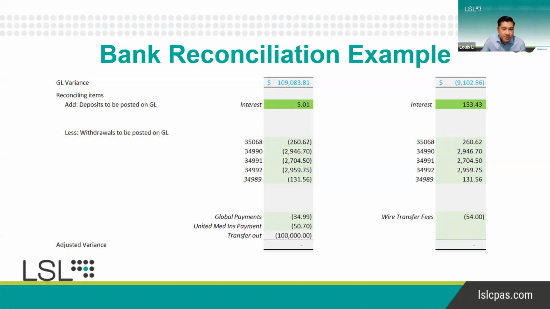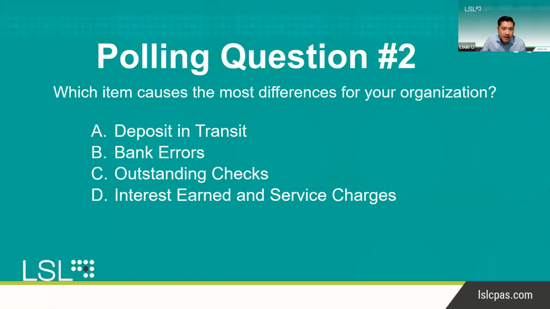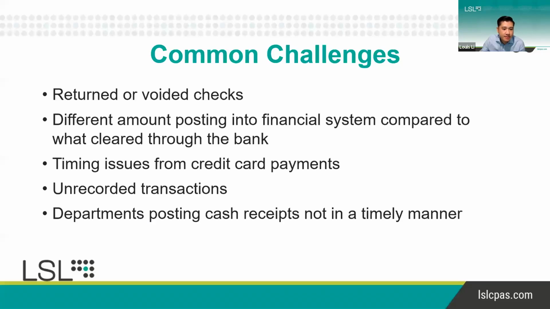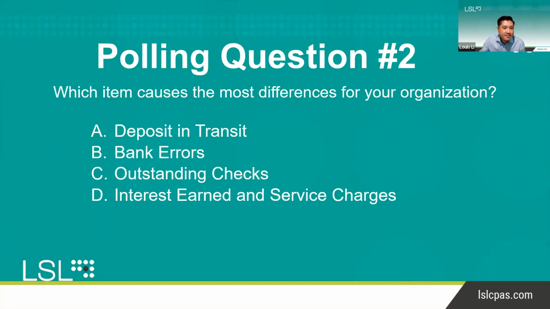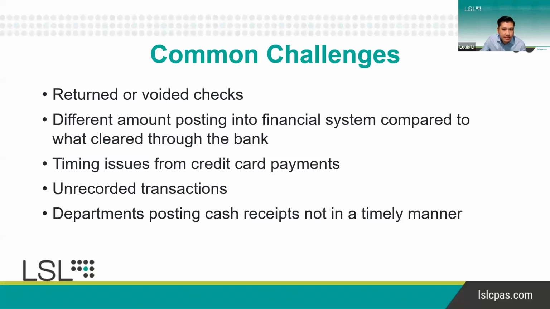Which leads us to the next polling question. After seeing all the items that hit the bank rec that haven't been recorded into the GL, which of these items causes the most differences in your organization? A, deposit in transit. B, bank errors. C, outstanding checks. Or D, interest earned and service charges. I'll give it a minute while you guys work on that. And then we'll go on to the next slide.